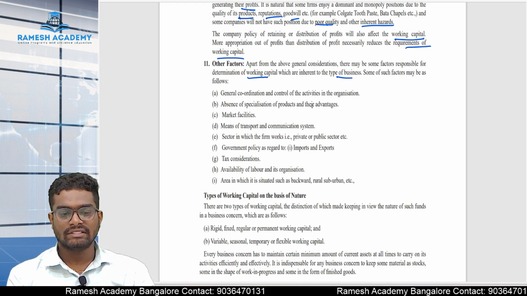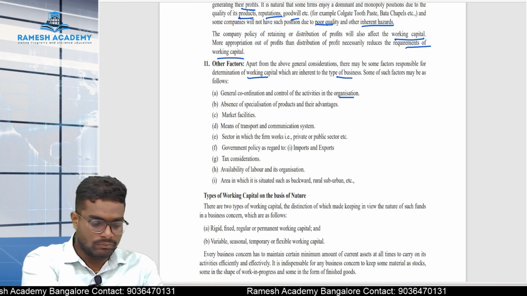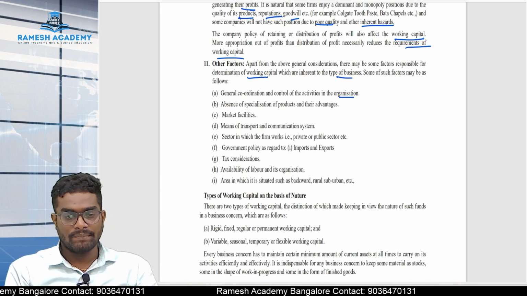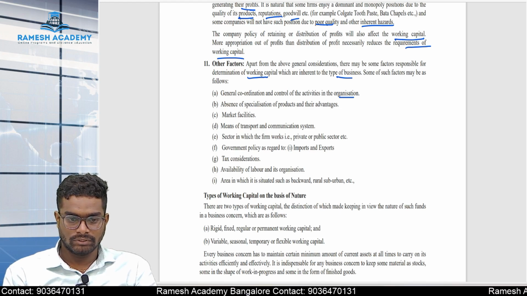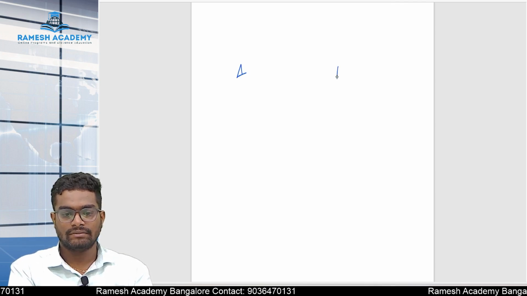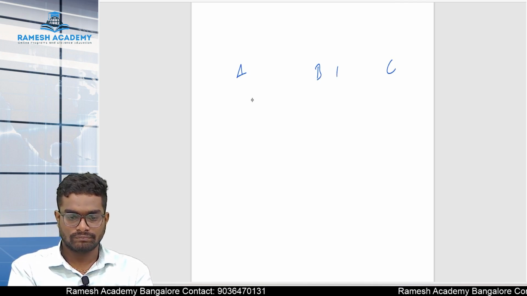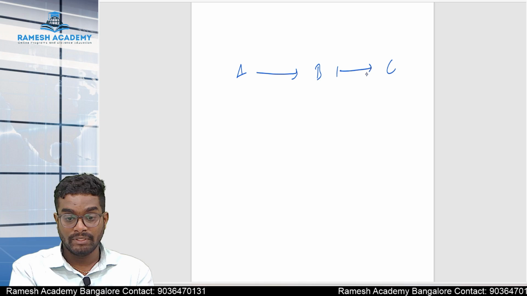General coordination and control of the activities of the organization. So this will affect the working capital, because say we have 3 departments in an organization, A, B, C. Goods produced from A will be sent to B, and from B to C.